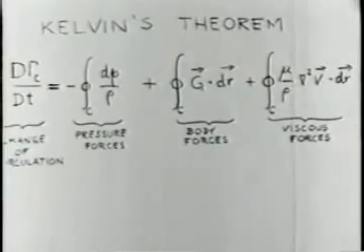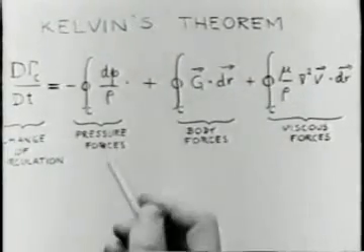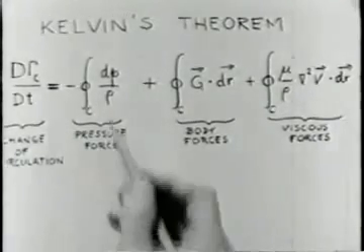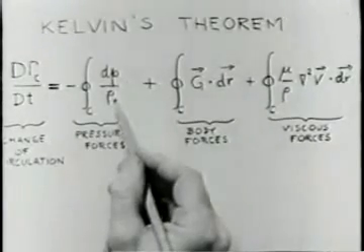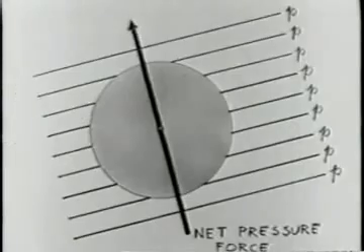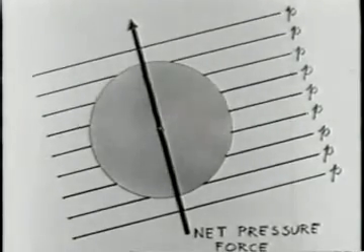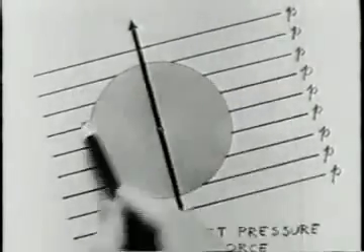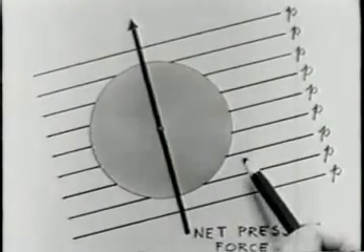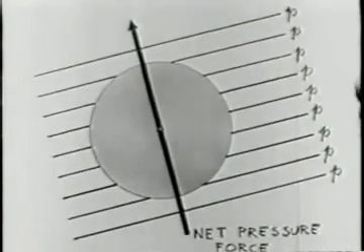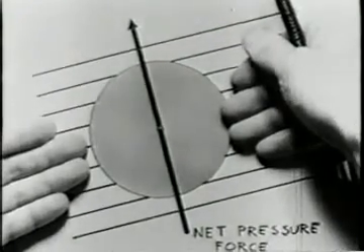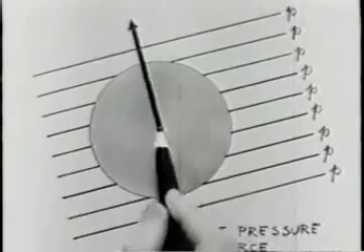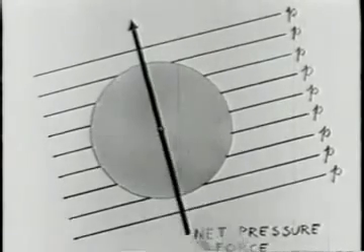The third circulation-changing factor is the torque due to pressure forces. Incidentally, if the fluid is incompressible, this term is zero, and so it cannot change the circulation. To think about this physically, let this be a small fluid particle, and let these be the lines of constant pressure in its neighborhood. The pressure forces acting parallel to these lines exactly cancel each other, and so the net pressure force must be perpendicular, passing through the geometric center.